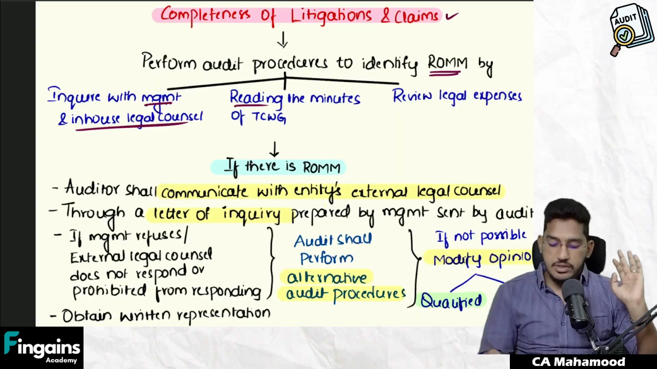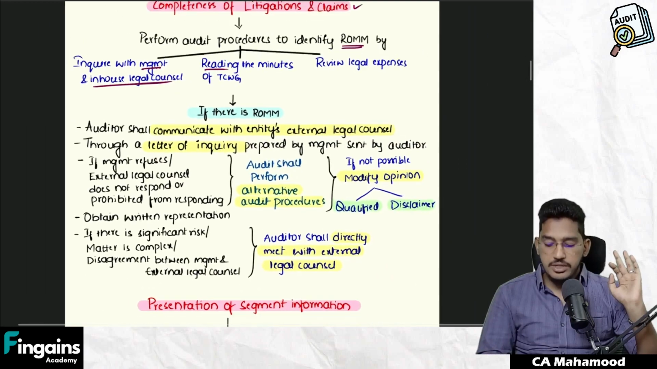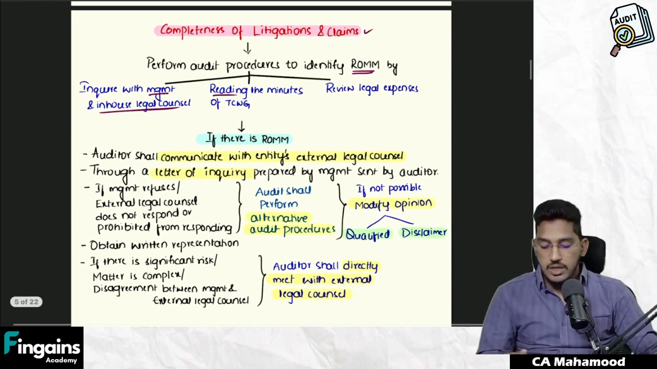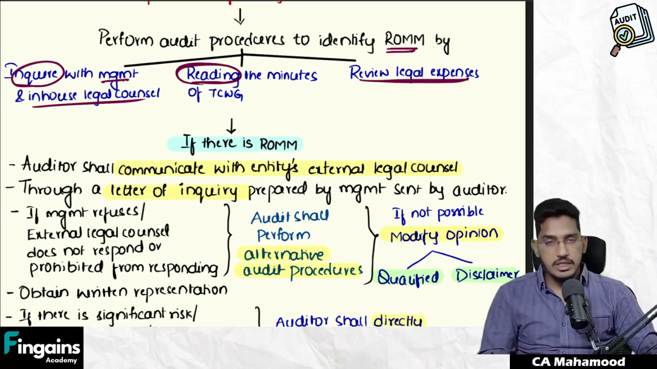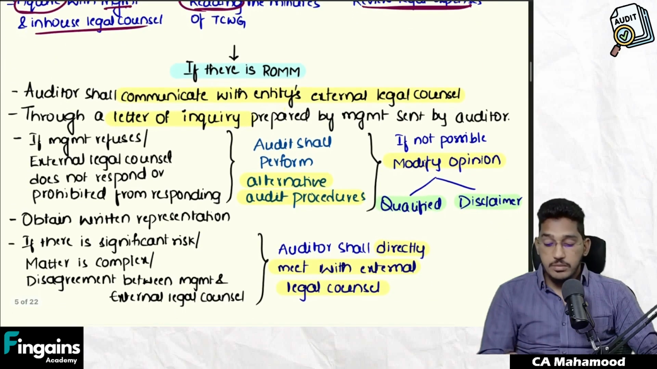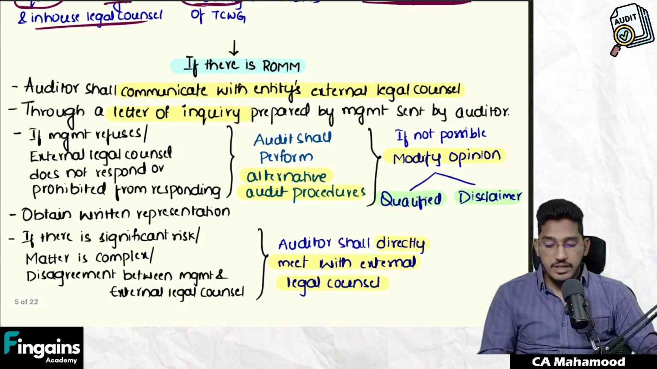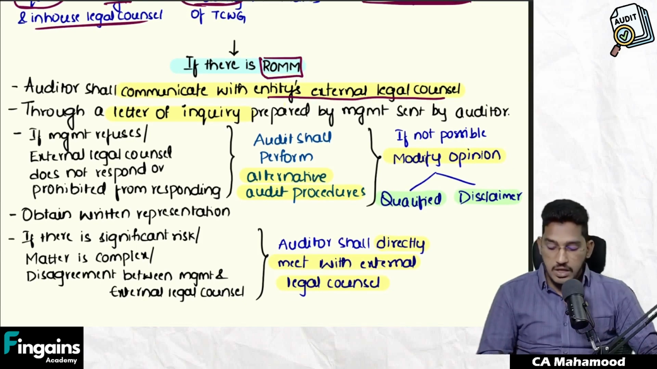So whatever we have understood till here, I have summarized in the form of a chart, as you could see. So completeness of litigations and claims: perform audit procedures to identify risk of material misstatement by doing three steps. Number one, inquiring with the management, reading the minutes, reviewing legal expenses. By doing these three things, if you find that there is a risk of material misstatement, then what should we do? The auditor shall communicate with the entity's external legal counsel. How will he do it? Through a letter of inquiry. Prepared by whom? Management. Sent by whom?